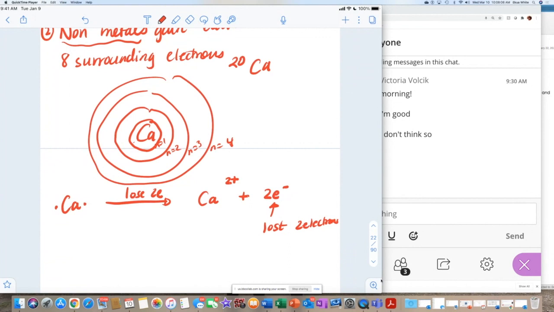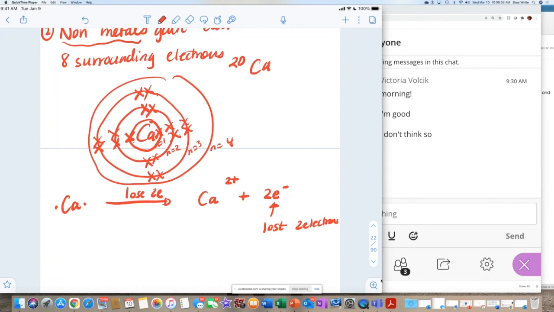So, the first two are on energy level 1. The next 8 are on energy level 2: up, left, down, 2, down, right. Okay, so I've got 4, 5, 6, 7, 8. Now I have placed 10 electrons. I do the same thing for the next energy level: up, left, bottom, right. That's 4, 5, 6, 7, 8.